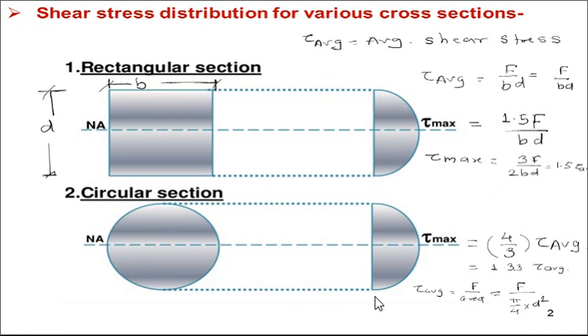Below you can see there is a circular section. This is the diagram for the circular section. It is a similar diagram to the rectangular section. Tau max is maximum at the center, at the neutral axis. The value of tau average is the same: force divided by area. The area of the circular section is pi by 4 into d square, which we can easily determine. So force divided by pi by 4 into d square is the average shear stress for the circular section.